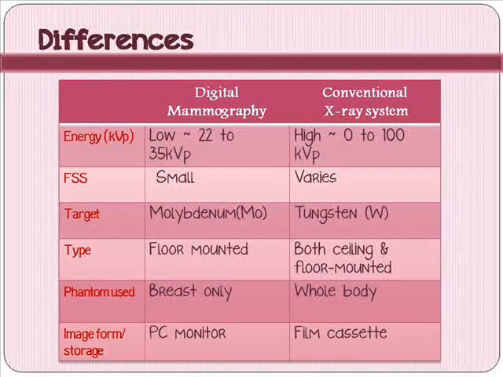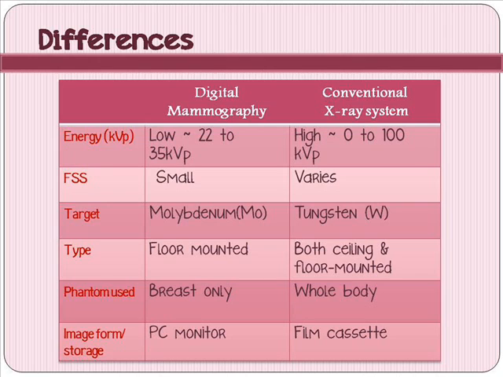So now we go to the differences between digital mammography and the conventional X-ray system. The first difference is the energy used. Digital mammography uses low energy compared to the conventional X-ray system. Usually digital mammography uses a kVp around 22 to 35 kVp, while the conventional X-ray system uses high, which is between 0 and a maximum of 100.